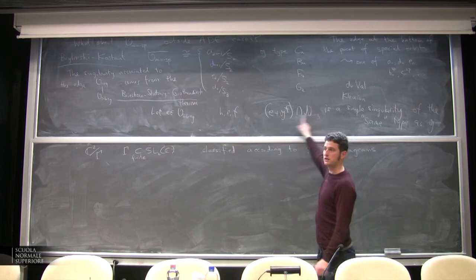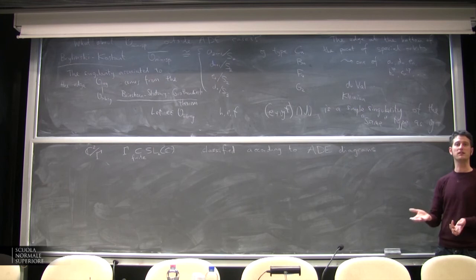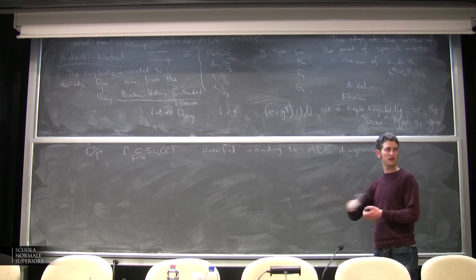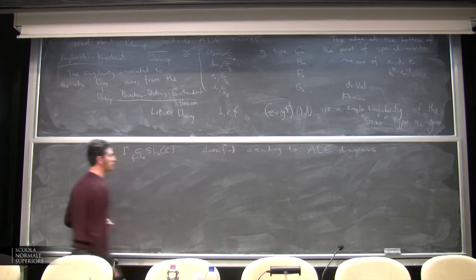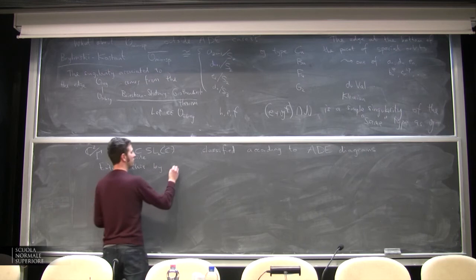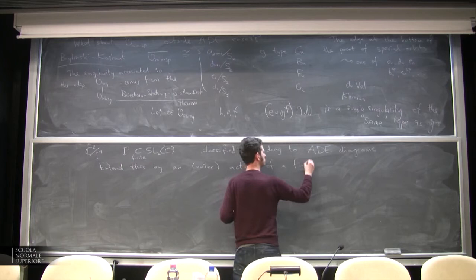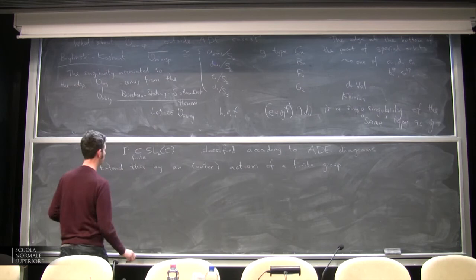And that action you can include and encode in your definition of a simple singularity, and you therefore extend the definition from the classification according to ADE diagrams to a classification according to all of the irreducible root systems. So for example, we extend this definition by including the action of a finite group.